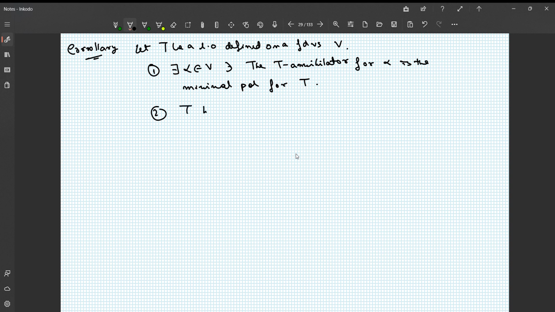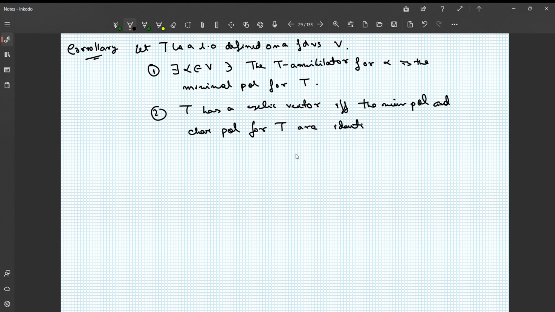And number 2 is that T has a cyclic vector if and only if the minimal polynomial and the characteristic polynomial for T are identical. So let's talk about the proof.